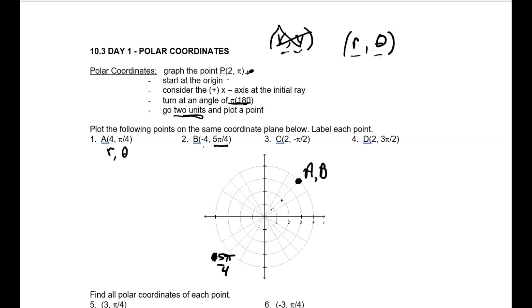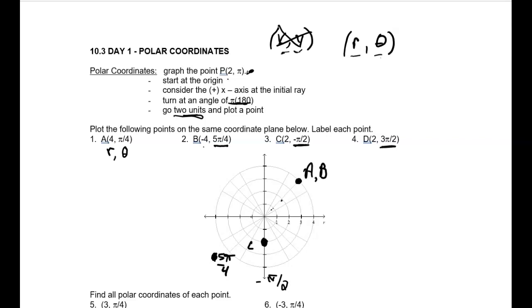If we did C, you're going to look at negative pi over 2, so we can do a negative angle, just like we would normally with the unit circle. This would be a negative pi over 2 down here. Positive r means we are looking in this direction, and we would go out 2 steps. So this is point C.